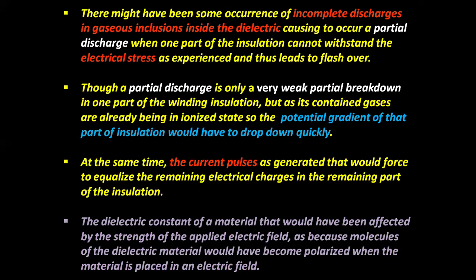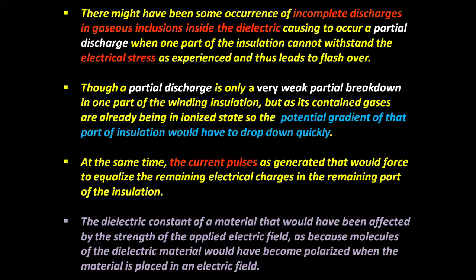Though a partial discharge is only a very weak partial breakdown in one part of the winding insulation, as its contained gases are already in an ionized state, the potential gradient of that part of the insulation would drop quickly. At the same time, the current pulses generated would force an equalization of the remaining electrical charges in the remaining part of the insulation.